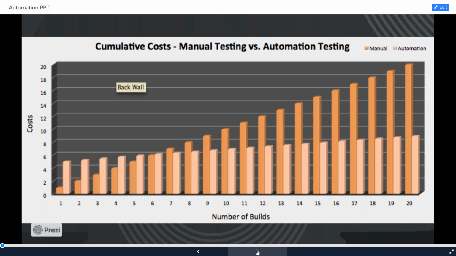Initially, in manual we need one or two members for testing, but at the end stage we need more testing members, more manpower. In automation, it is almost the same number of resources required.